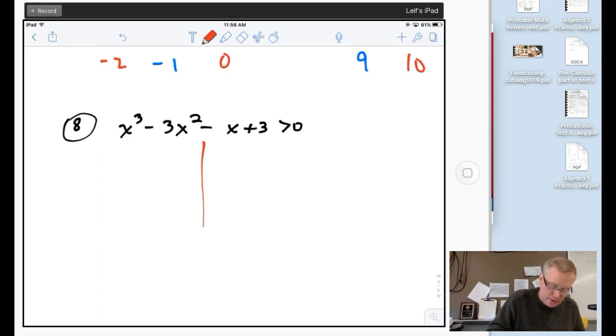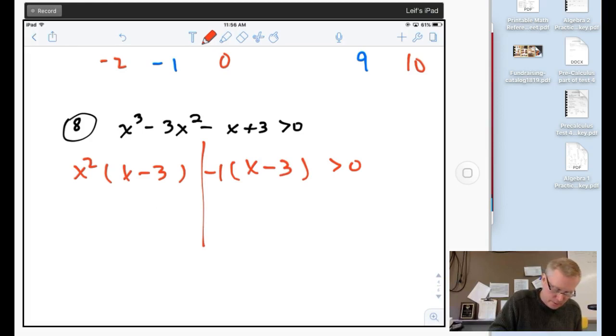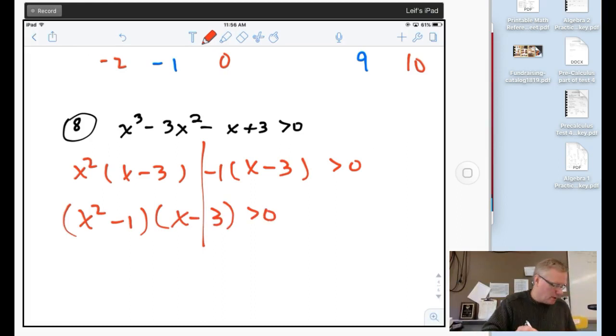This is a draw a line down the middle kind. All right? So I can still factor. You have to factor these. That's really the only way I'm seeing these happen. So if I pull out an x squared over here, I'm left with x minus 3. If I pull out a negative 1 over here, then I get x minus 3, which means I get x squared minus 1 times x minus 3 is greater than 0.